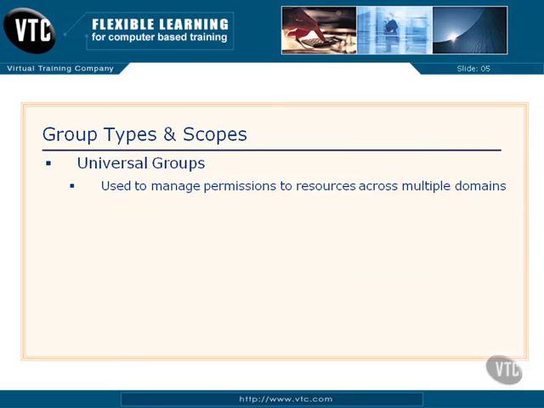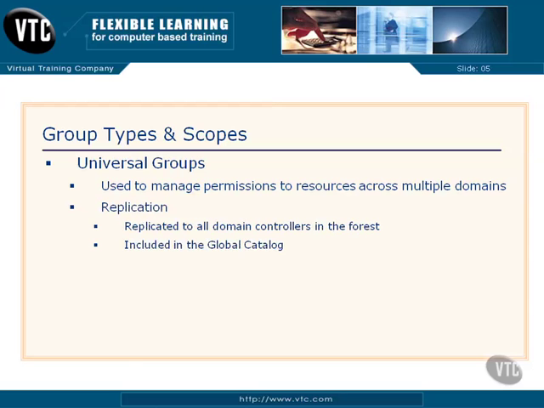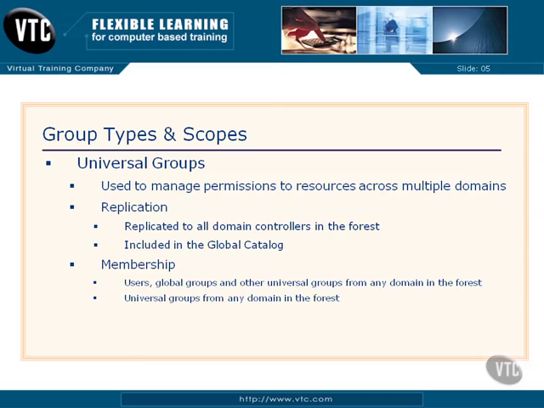Now the last one, universal groups. These can manage permissions, and these things are strong because we can go across multiple domains. These are replicated to all domain controllers in the forest, not just the domain. That means they're included in the global catalog, so go watch the videos on global catalog. Users, global groups, and other universal groups from any domain in the forest can be members. Now that's a little bit of a repeat there, but understand you're pretty much unlimited with what you can put into this group. Availability. This can be a member of a universal or a domain local group anywhere in the forest.